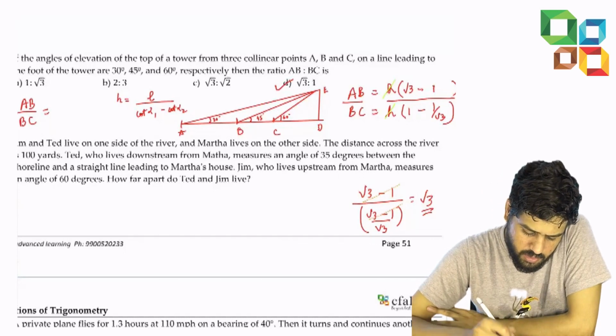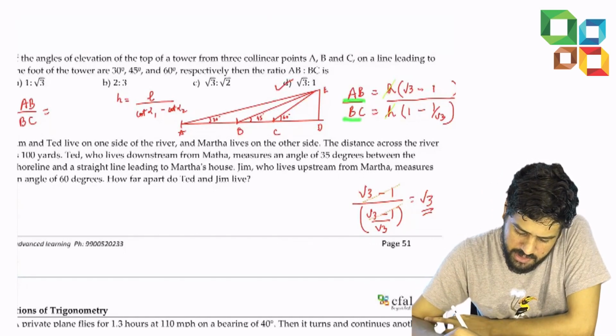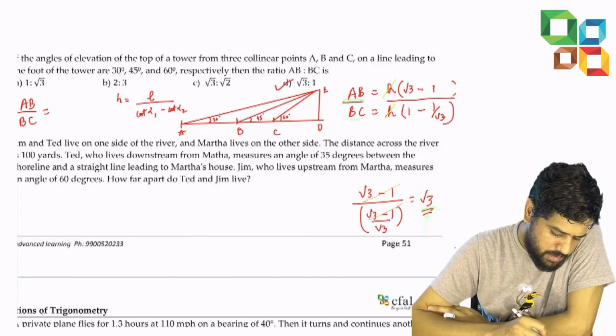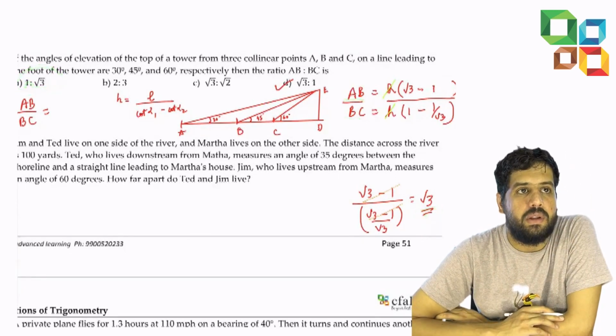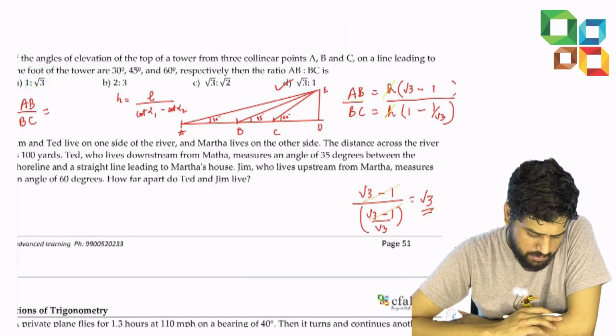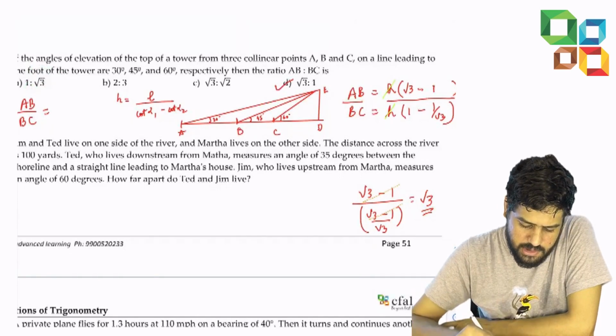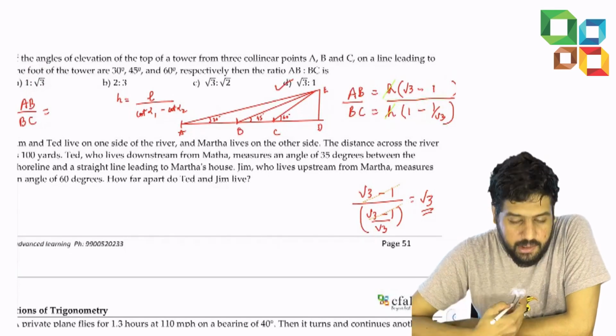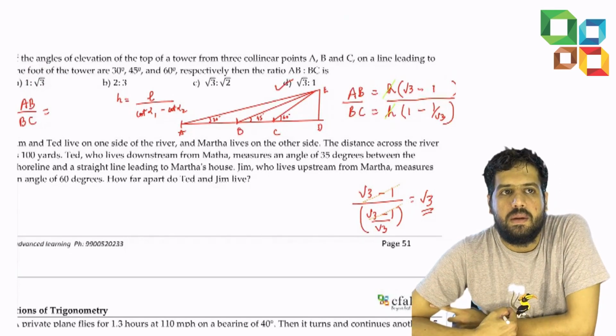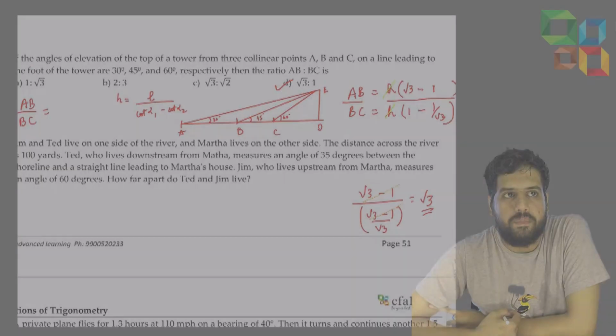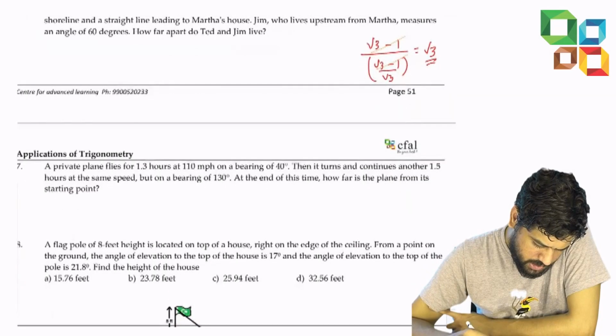So no, it is root 3 is to 1, because AB by BC is root 3 by 1, not 1 by root 3. 1 by root 3 will be the opposite, BC by AB. Okay, just check. This is the calculation which goes. Might have done some error. Okay, let's try.